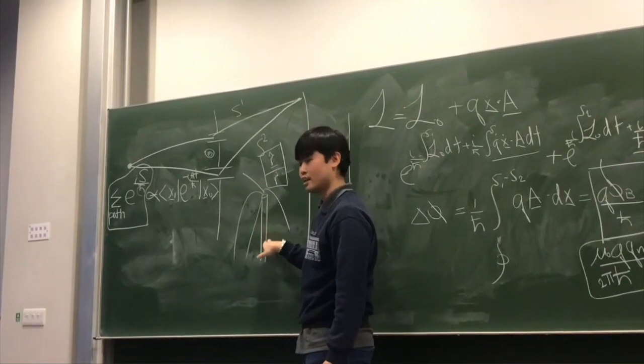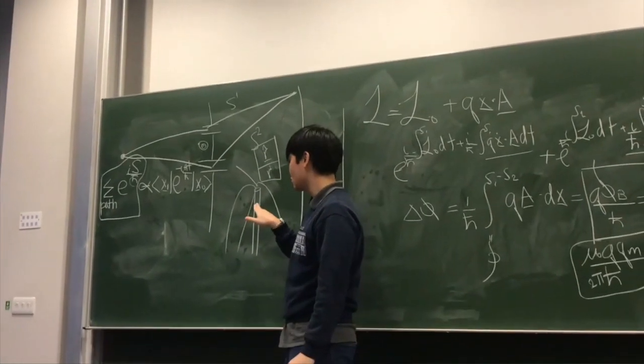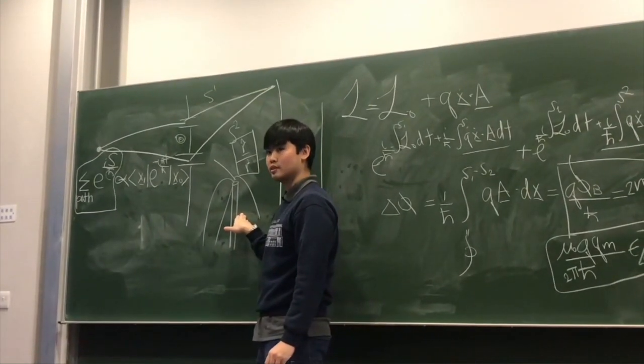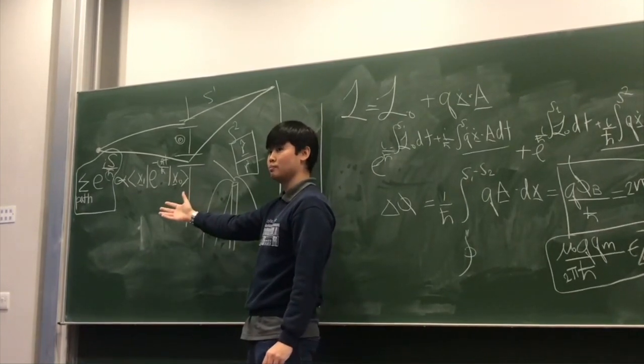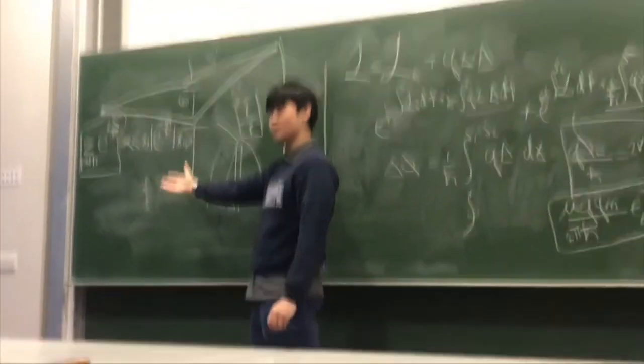It doesn't mean that it's not there. It is there, but you just can't observe it. It's just like we have an A, the magnetic potential. It is there. You can't observe it. You can only observe the magnetic field.